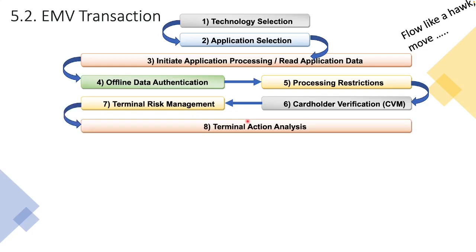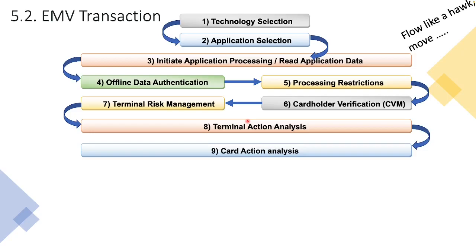All right. After the terminal risk management phase happens, we go into a phase known as terminal action analysis, and this is where the terminal basically recommends a course of action to the card. Remember, I'm saying recommends. And the reason for this is, remember Order 66, the card is queen, so the card makes a final decision. All that the terminal can do at this point is to make a suggestion to the card in terms of what it thinks the authorization outcome should be. Okay.